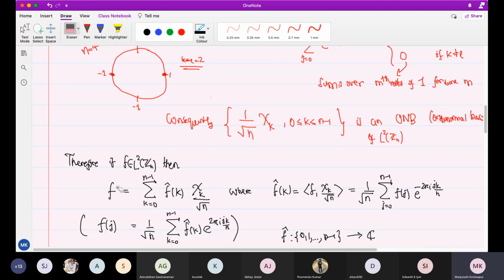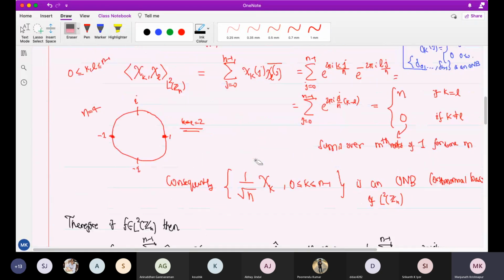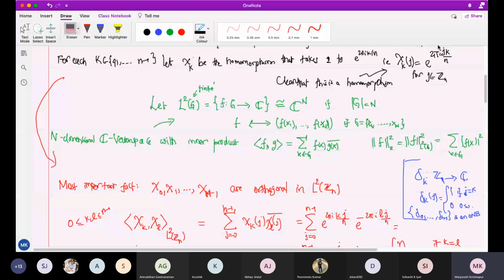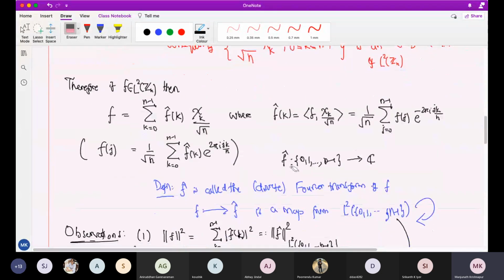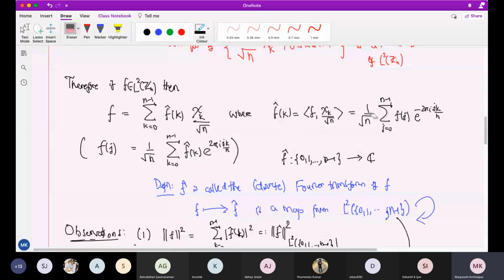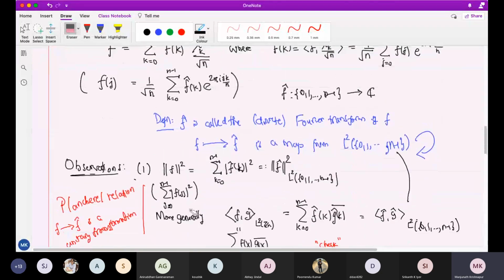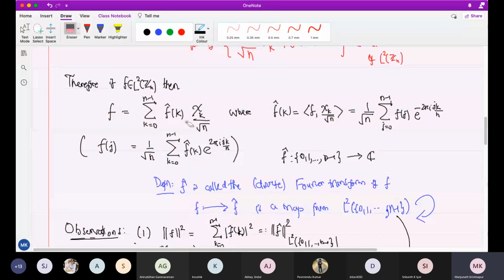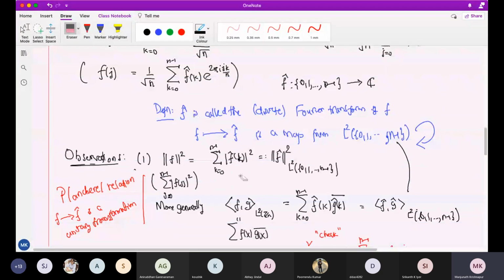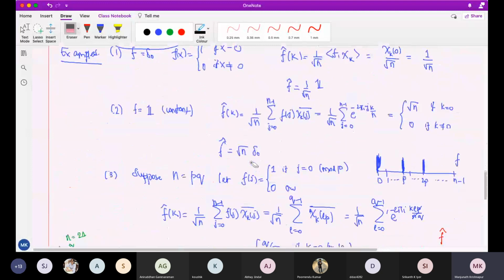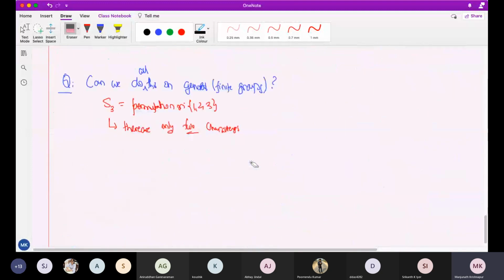From f you get another function f hat. If f is a function on 0 up to n minus 1, then for each character there is a coefficient, which we write as f hat of k, since I am identifying the character with k. That is the Fourier transform, and we saw a couple of things about it. So that is what Fourier inversion is, and because of this being an orthonormal basis, there is a Plancherel theorem: the L2 norm squared of f is the same as the sum of squares of the Fourier coefficients. We saw a couple of examples. So that's a quick recap.